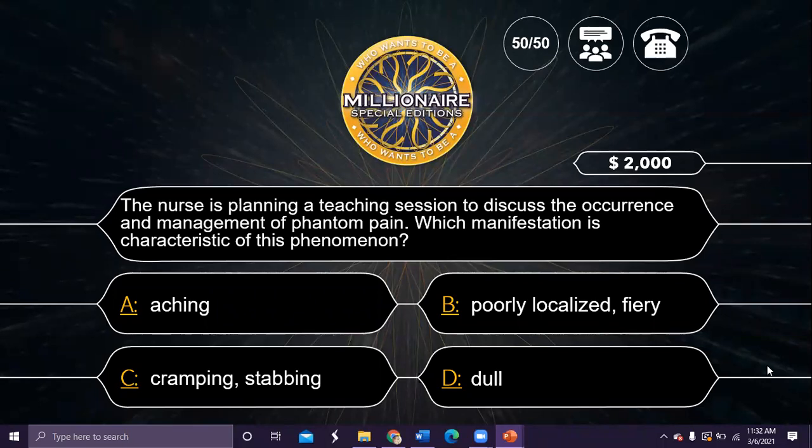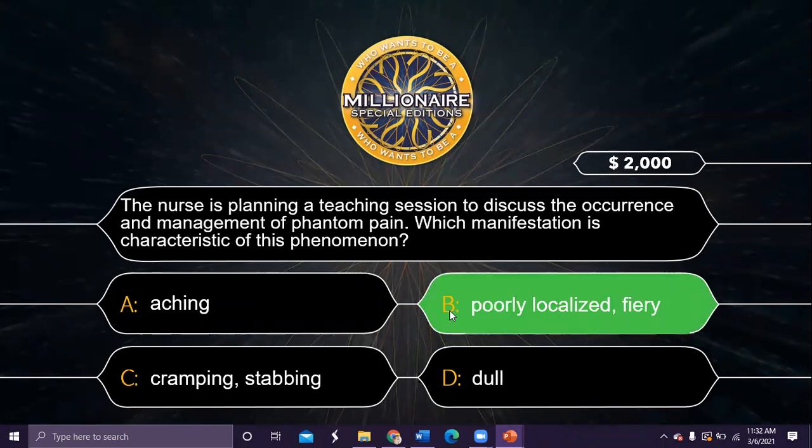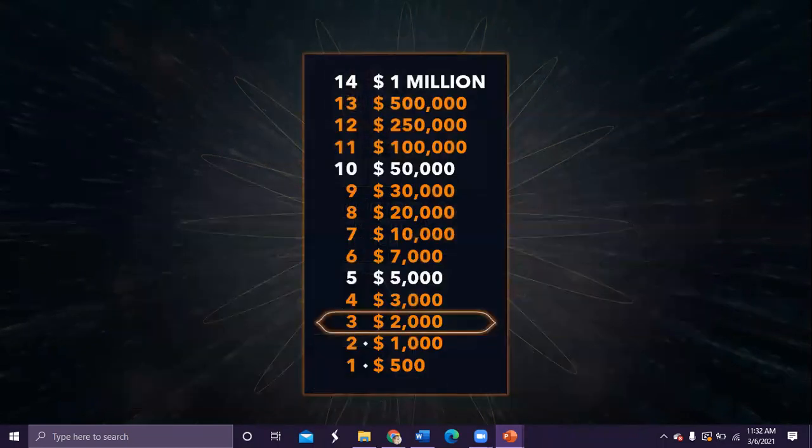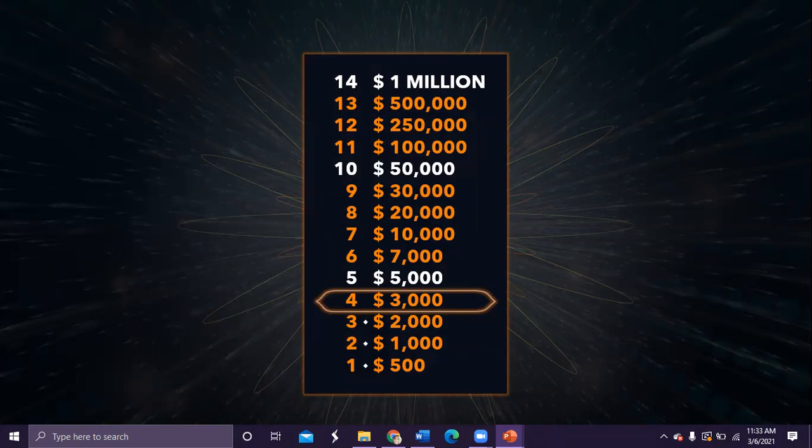Then I think it's poorly localized fiery. It is in fact poorly localized and fiery. It's obviously related to a limb that's not there, right? So they're not able to say this is exactly where the pain is. And it's fiery, it's a burning pain when they have phantom limb pain. And you'll see that in the video that I post within the group about phantom limb pain, okay? Sorry, my slides are so loud.